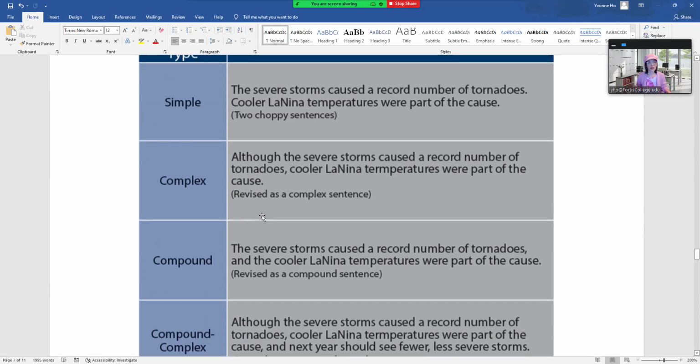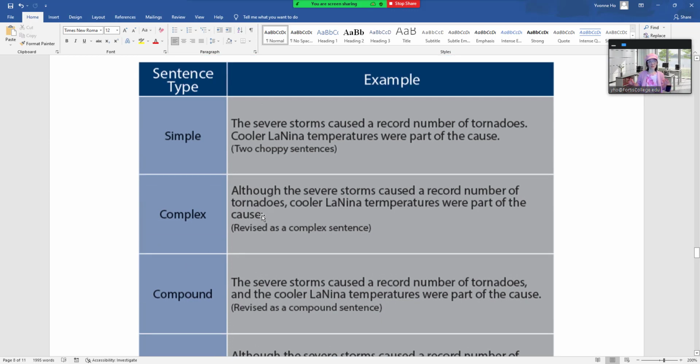So here is another example. Here the simple sentence would be, the severe storms caused a record number of tornadoes. That's one simple sentence. Cooler La Nina temperatures were part of the cause. That's another simple sentence. So there are many different ways in which I can combine these two simple sentences together. I could combine the two simple sentences with a subordinating conjunction: although the severe storms caused a record number of tornadoes, cooler La Nina temperatures were part of the cause.